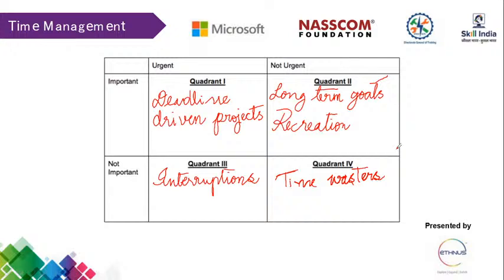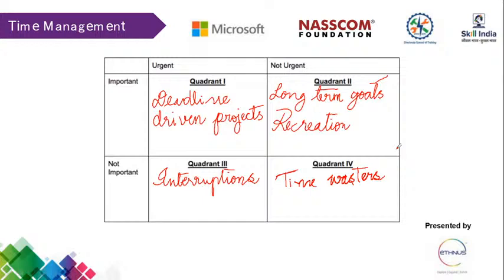Okay, so now let's see once again what the different quadrants are. The first quadrant, which is urgent and important. The one which has a very urgent deadline, like submitting tomorrow, or the day after tomorrow. The projects whose deadlines are near, you should finish first, which is why they come under the urgent and important quadrant. So that you need to concentrate on first.